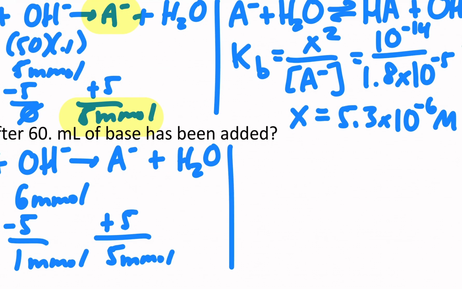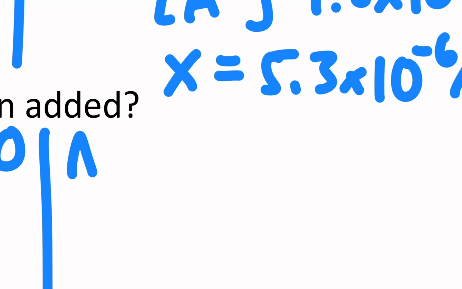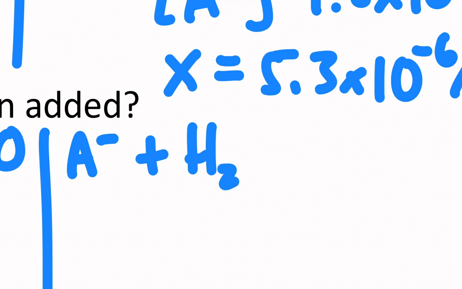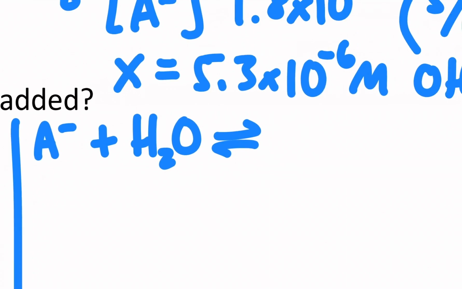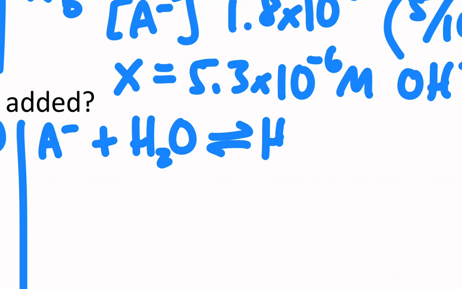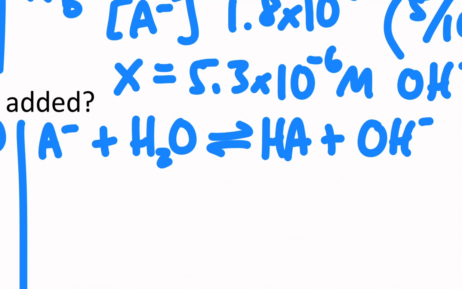So I can write the same equilibrium: A minus plus water. What's A minus doing? Well, it's reacting with water to make HA and hydroxide. But if I think about my RICE table, or my abbreviated RICE table, I don't just have an amount of A minus, I have an initial amount of hydroxide too.